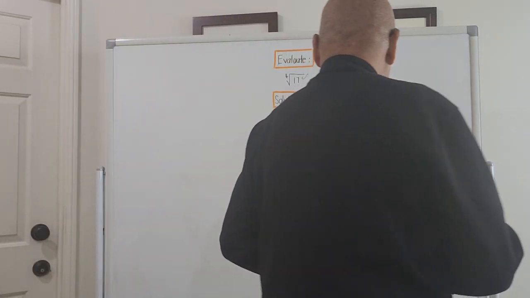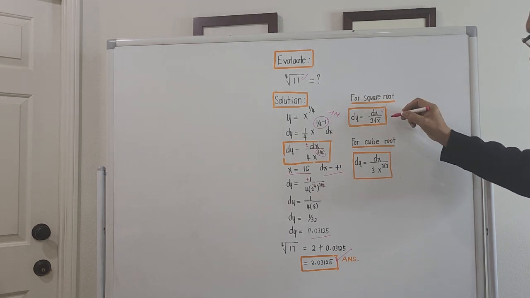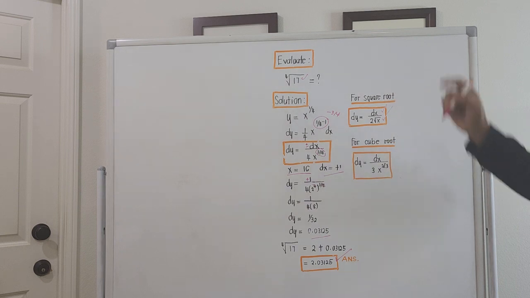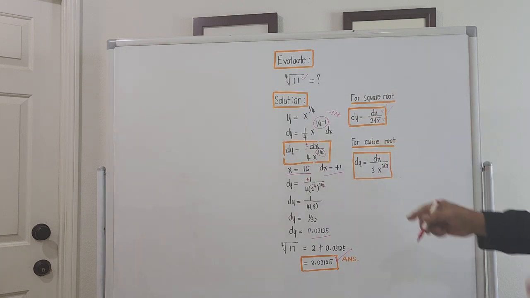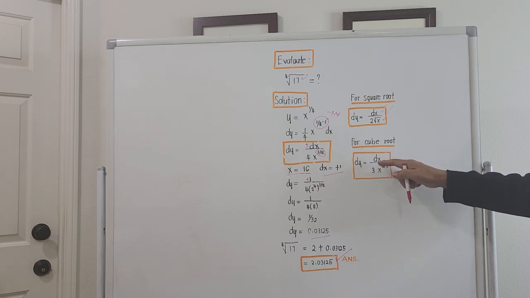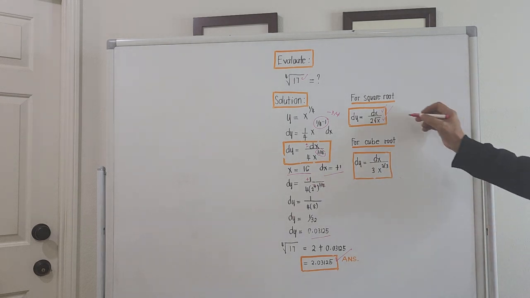For the square root, the increment in the square root will be dx all over 2 the square root of x. Okay? For cube root, the increment in the cube root, if it is not exact, dy will be equal to dx over 3 times x raised to the 2/3. Actually, this was derived from differential calculus also.